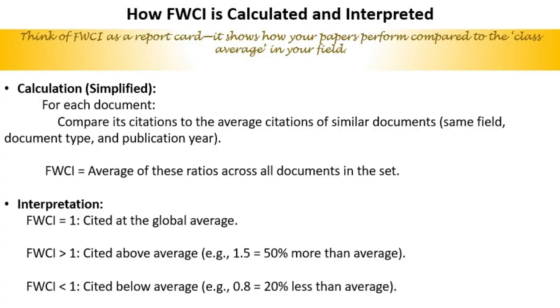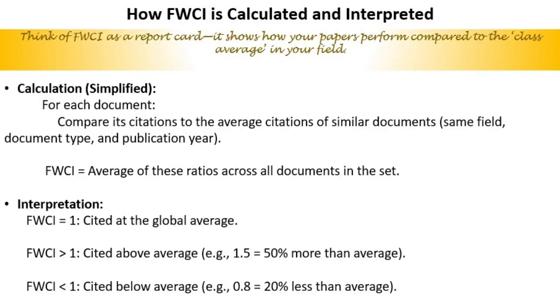How FWCI works. Let's break down how it's calculated. It's a bit technical, but I'll keep it simple. For each document in a set, we take the number of citations it has received and divide it by the average number of citations that similar documents, those in the same field, of the same type, like an article or review, and published in the same year, have received globally. Then, FWCI is the average of these ratios across all documents in the set.